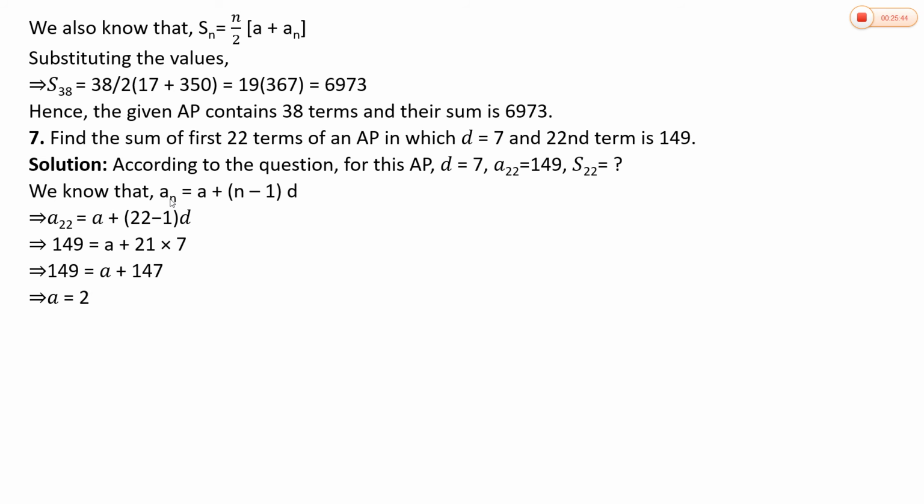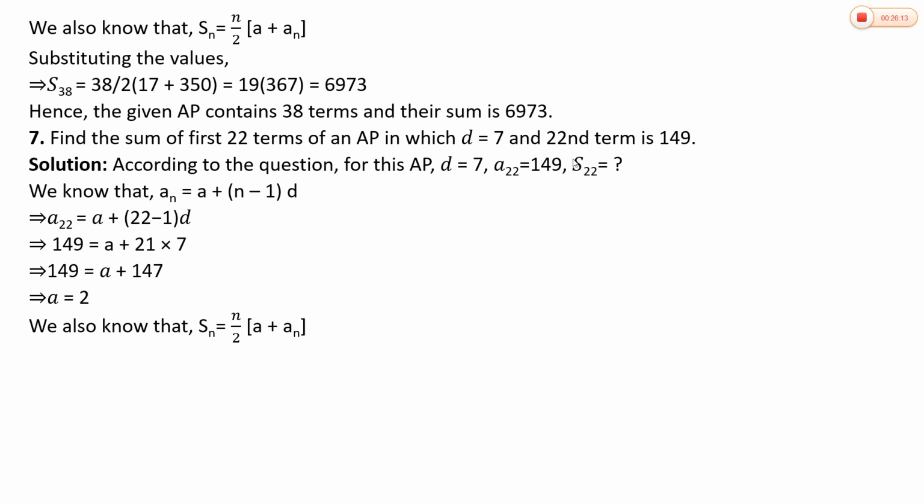We know that An is equal to A plus n minus 1 into D. By using this formula you can find the value of A. A22 is equal to A as it is plus n is 22 minus 1 into D is 7. If you simplify this, you will get the value of A as 2. So you got the first term, that is 2.